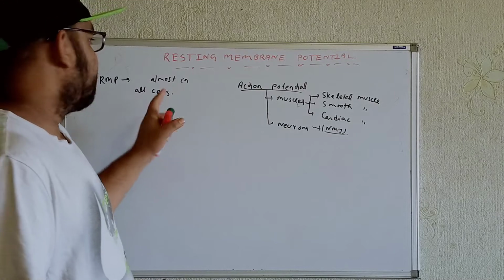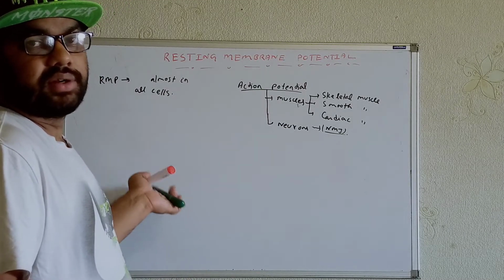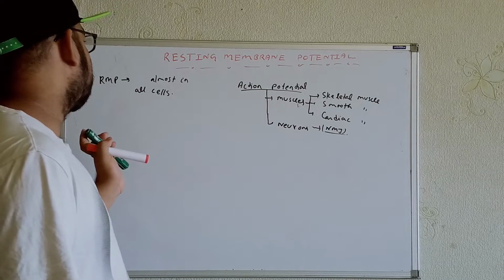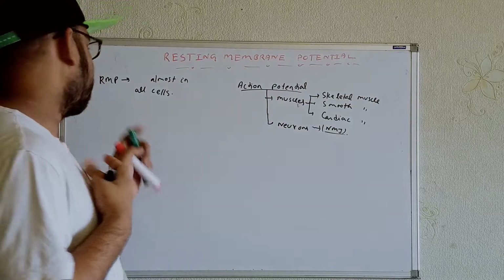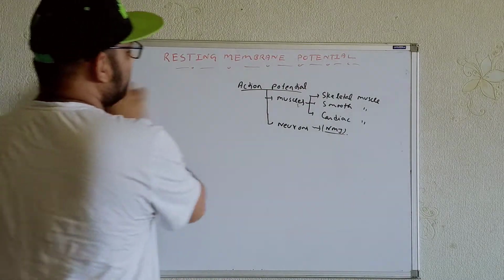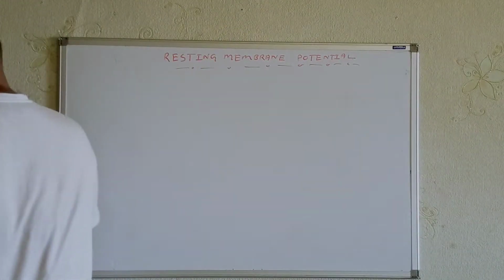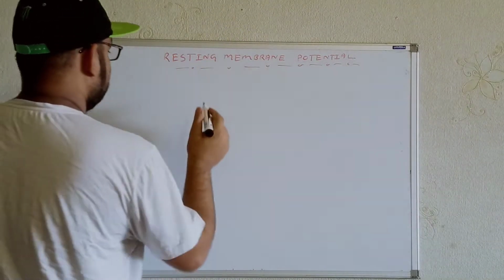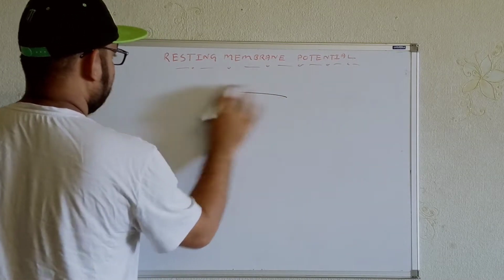Now I'm going to explain in detail the resting membrane potential: how it originates, how it is seen, or how it is created within the cells. For that, I'll take a hypothetical cell over here, just like this.